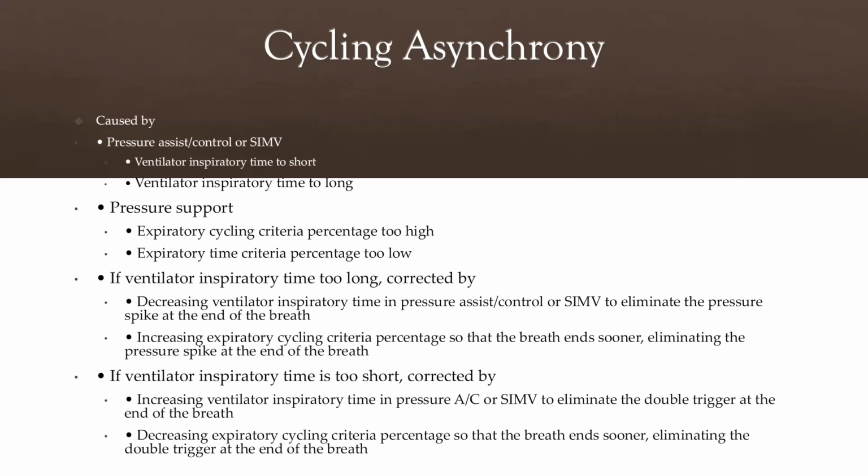Okay, if ventilator inspiratory time is too long, it's corrected by, and then it gives you a couple pointers. The first one says decreasing ventilator inspiratory time in pressure control, pressure assist control or pressure SIMV. So basically using pressure control breaths to eliminate the pressure spike at the end of the breath. Do you want me to draw that? Yeah.